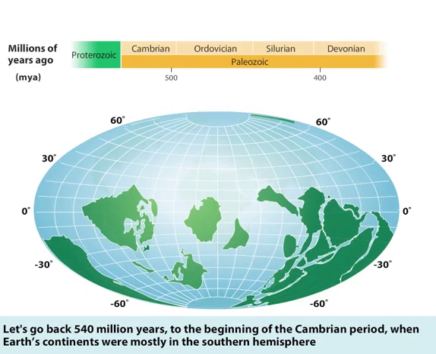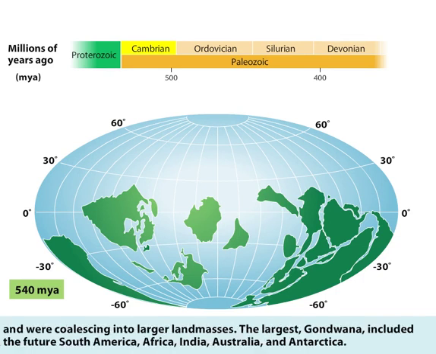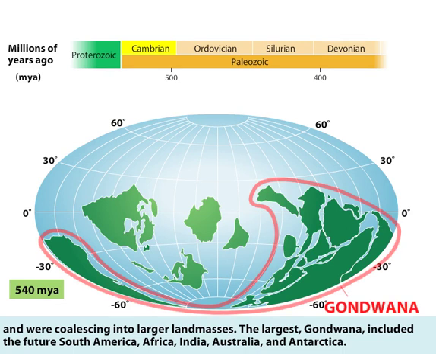Let's go back 540 million years to the beginning of the Cambrian period, when Earth's continents were mostly in the southern hemisphere and were coalescing into larger landmasses. The largest, Gondwana, included the future South America, Africa, India, Australia, and Antarctica.